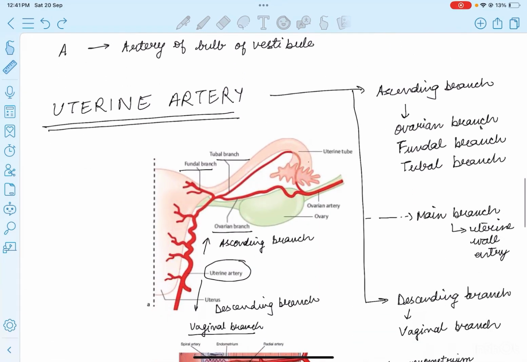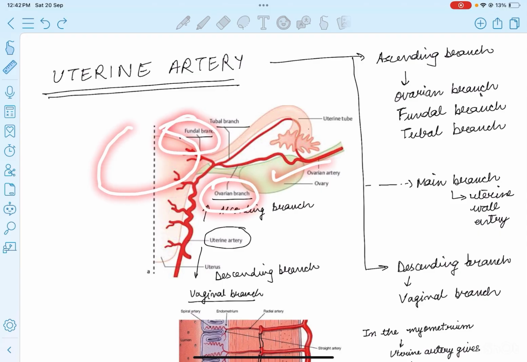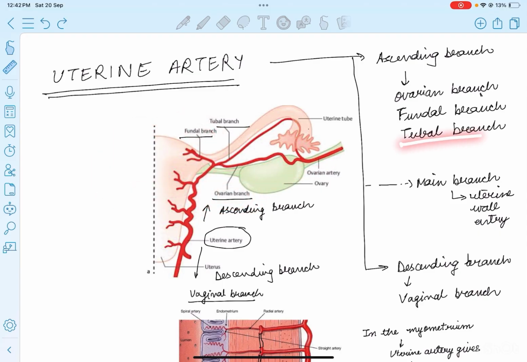Now coming to uterine artery, this is the major artery which we will always encounter in our gynecological and obstetric part. So uterine artery has ascending branch, main branch, and descending branch. The ascending branch has three branches: the ovarian branch which will supply the ovary, the fundal branch which will supply the fundus of the uterus, and the tubal branch. The tubal branch will supply the fallopian tube.